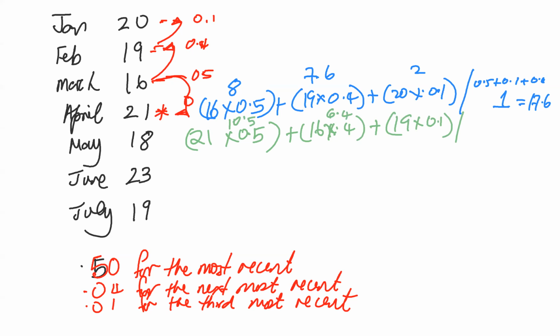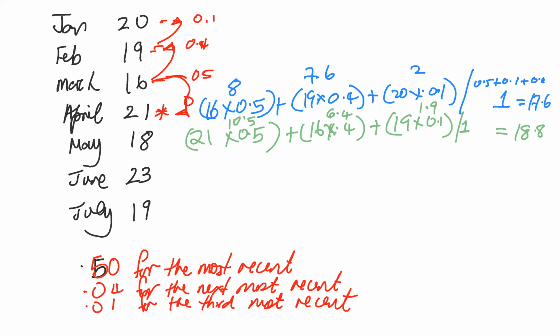19 times 0.1, that's 1.9. So you add that up, and you divide by 1. Again, the sum of the weights. The sum of the weights doesn't always add to 1. Whatever they add to, that's what you divide by. So your average now is 10.5 plus 6.4 plus 1.9, and that is 18.8. And since you're dividing by 1, you're going to get 18.8. And then you roll on through to the next one.